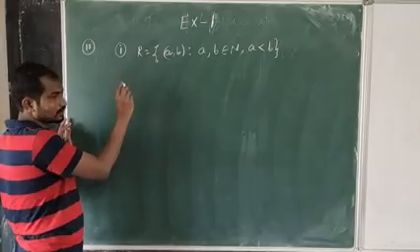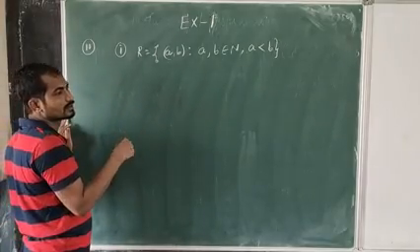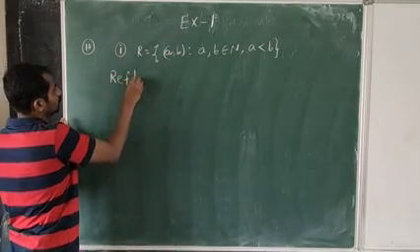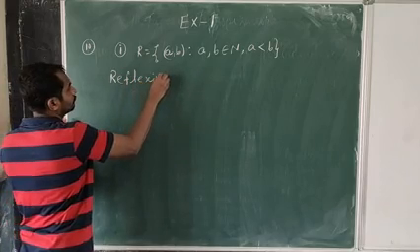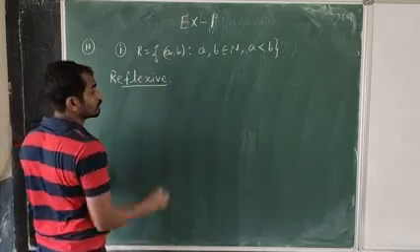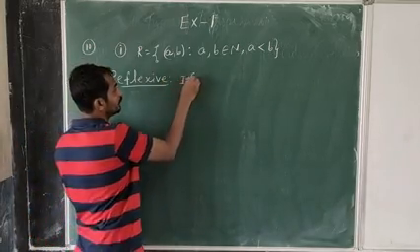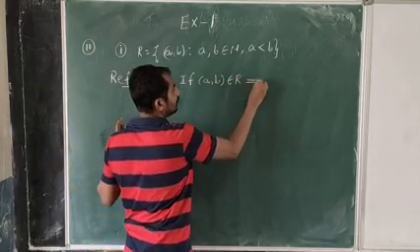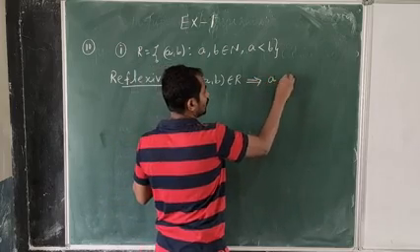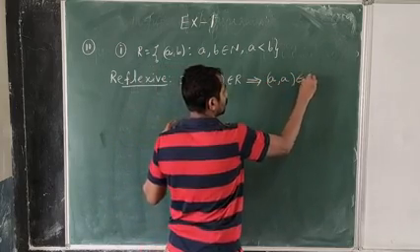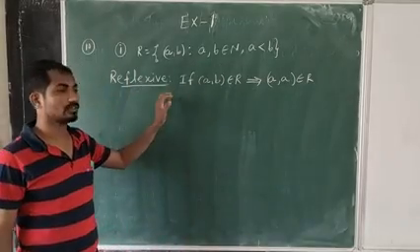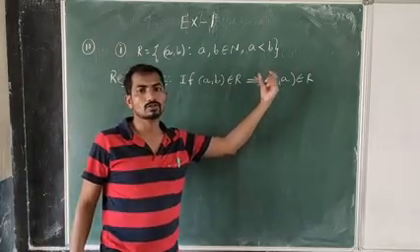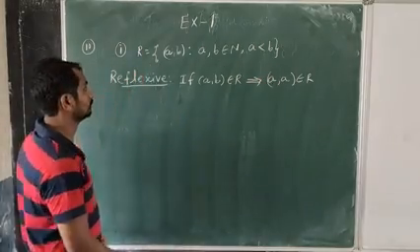Now first we have to see whether it is reflexive, symmetric and transitive. Reflexive first. For the reflexive condition, if (a, b) belongs to R, then we have to show that (a, a) belongs to R. Then you can say that it is a reflexive relation. That is called the reflexive relation.